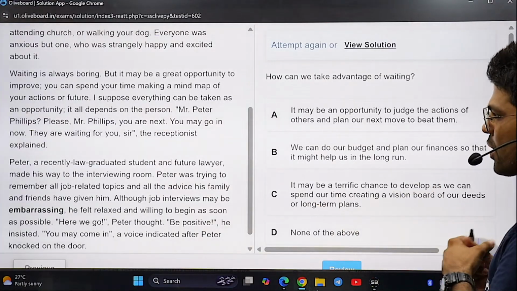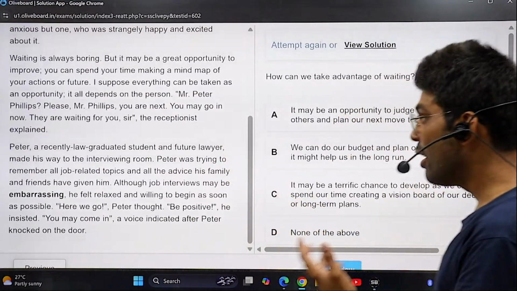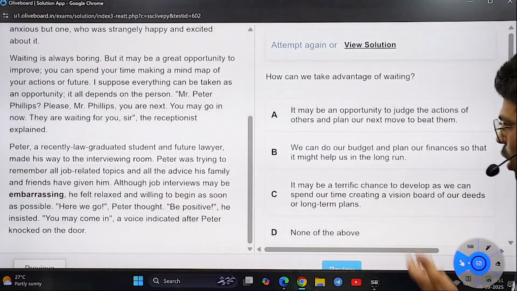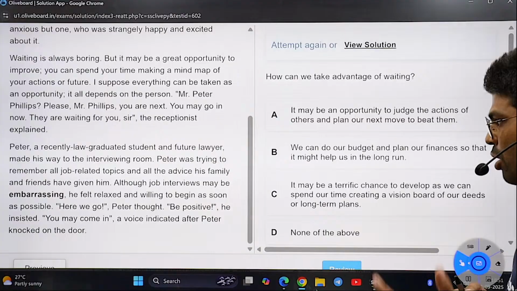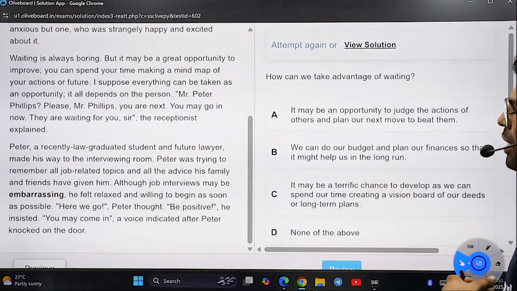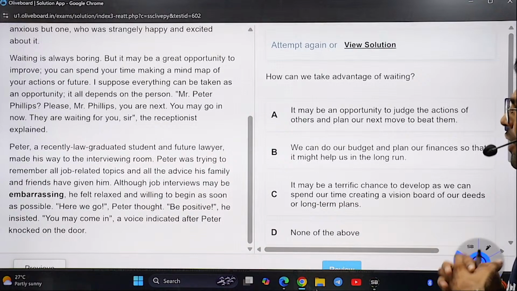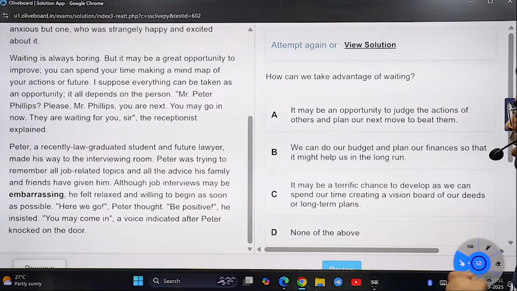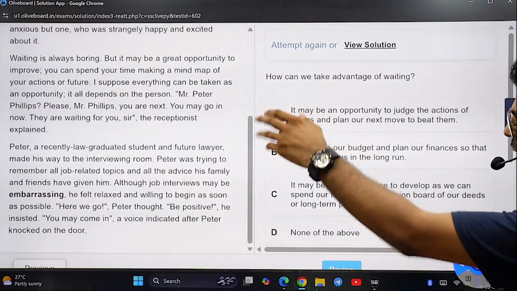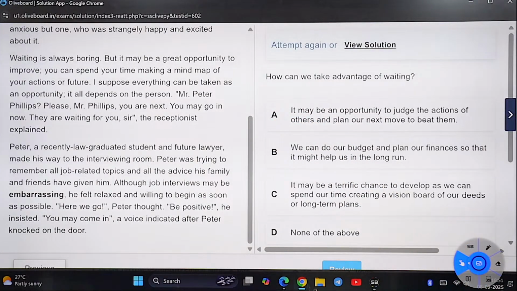They are waiting for you, sir, the receptionist explained. Peter, a recently law graduated student and future lawyer, made his way to the interviewing room. Peter was trying to remember all job-related topics, advice his family and friends had given him. Although job interviews may be embarrassing, he felt relaxed, willing to begin as soon as possible. Here we go, he thought. Be positive, he insisted. You may come in, a voice indicated after Peter knocked on the door.